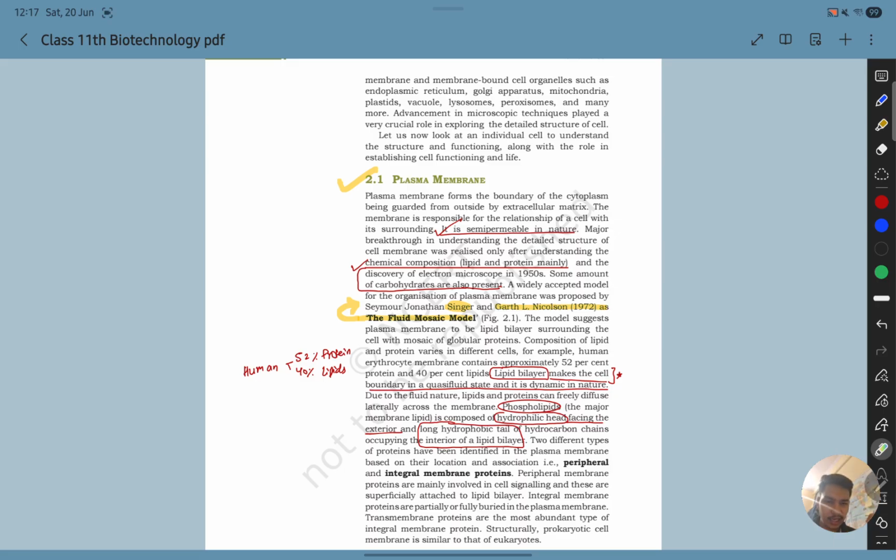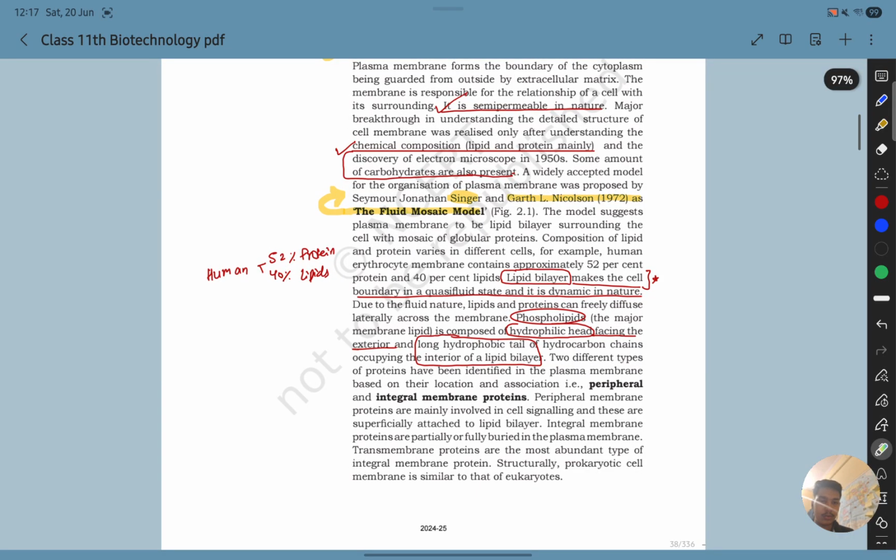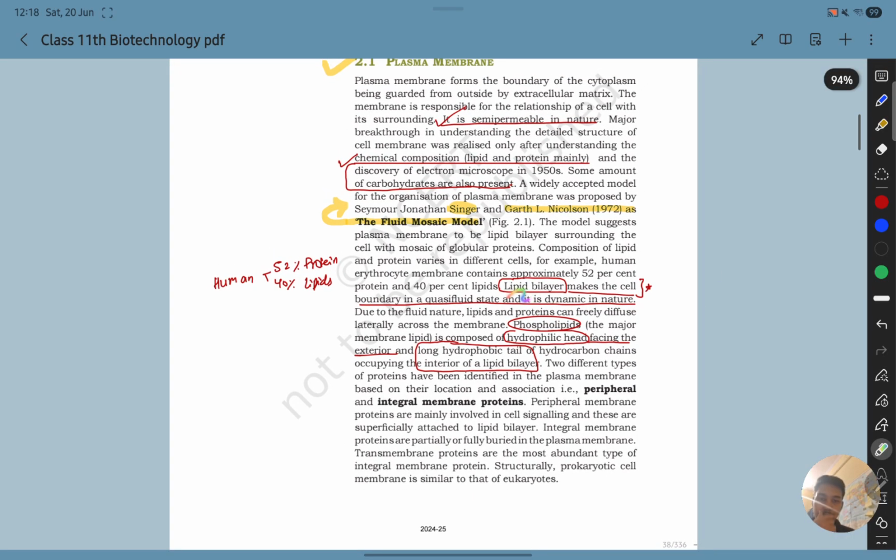I have not read too much about this model, because it is a very in-depth model and not much of it comes in the NEET. So I have just given this. The fluid mosaic model is given by Singer and Nicolson. Remember these two names. This is the main thing. Now, the lipid bilayer makes the cell boundary a quasi-fluid state, and it is dynamic in nature. So what is responsible for making the cell's outer membrane dynamic and semi-fluid? That is the lipid bilayer membrane.